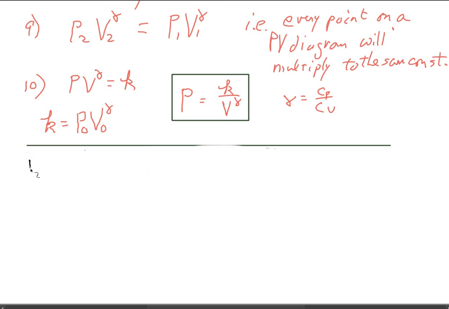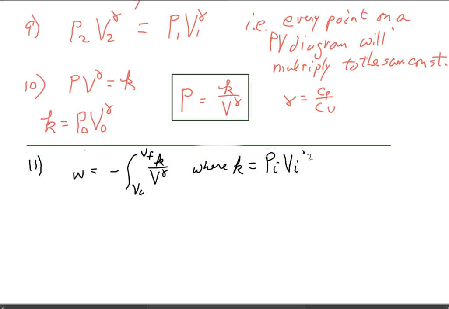Okay, now for the afterthought. We're going to integrate this boxed equation up here in order to find work. So work is going to be equal to the negative of the integral from V initial to V final of the constant K over V to the gamma, where K is equal to pressure initial times volume initial raised to the power of gamma.